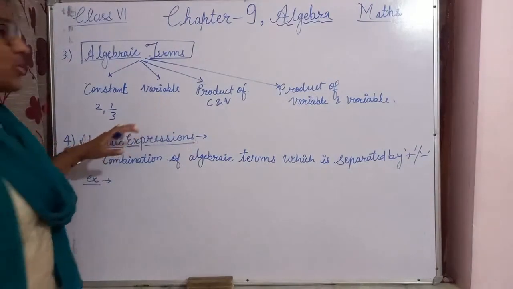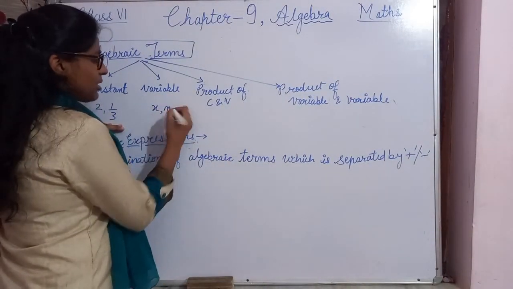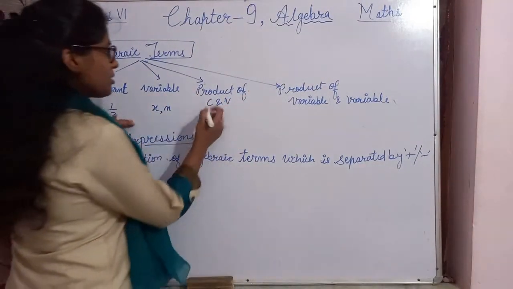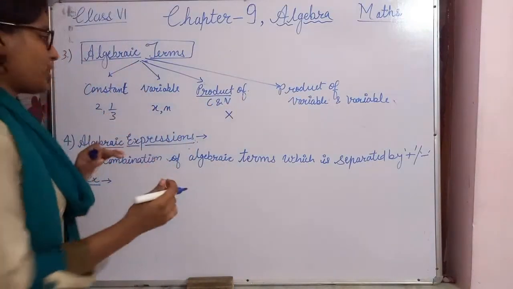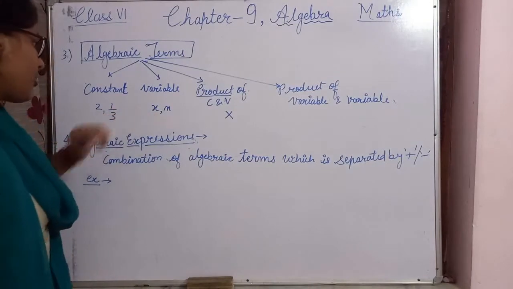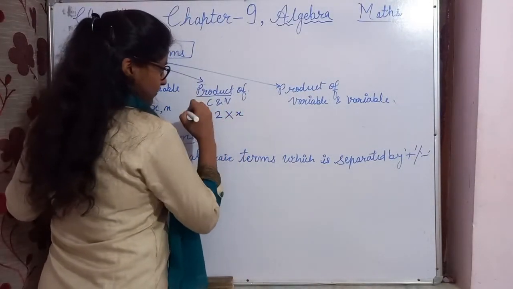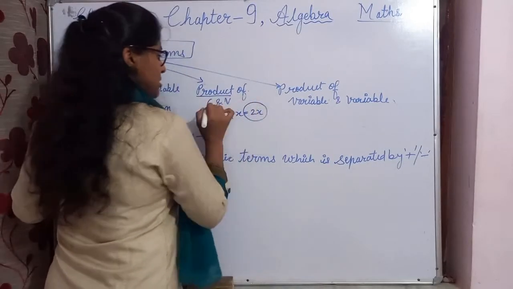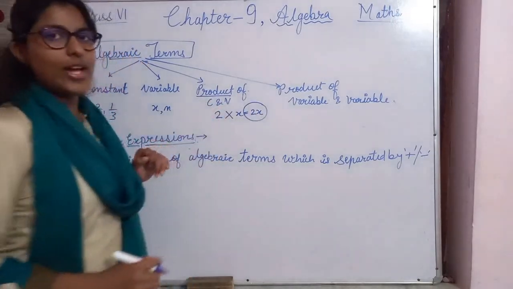Variable: here we can use any simple alphabet, just like x and so on. Then the product of constant and variable. What is a product? It means we multiply this constant with this variable. If we multiply this 2 with x, we write 2x. This 2x is an algebraic term, a product of constant and variable.